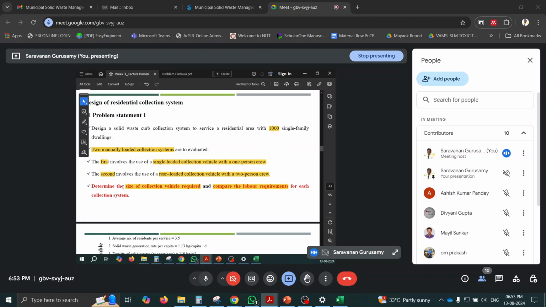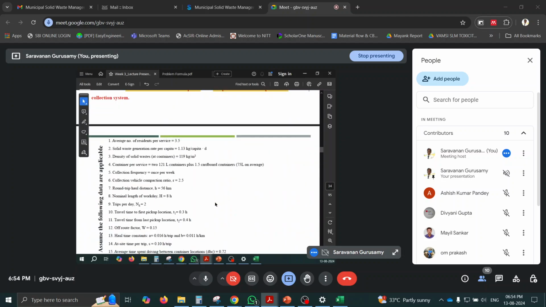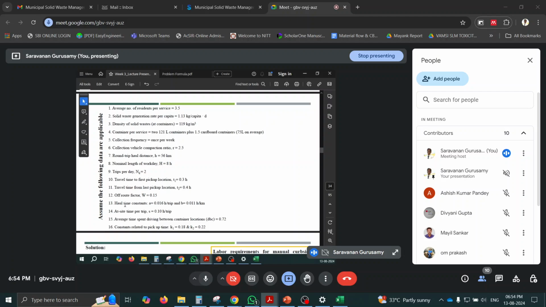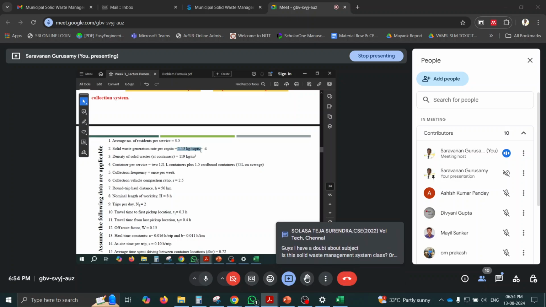What is the size of the collection vehicle required, and compare the labor requirement for each collection system. These are the data given. Try to find what is the notation for the given data. Average number of residents per service is 3.5, that is, in one house or one dwelling, 3.5 people are there, and then each person is generating 1.13 kg per capita.